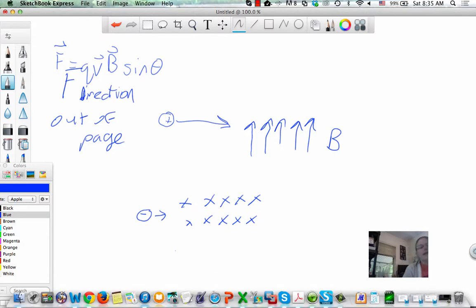Okay, so except I made a mistake. The force is not towards the top of the page because it's a negative charge. So you could use your left hand for negative charges. Some people do that, and I don't go that way. Okay, so since my thumb is pointing towards the top of the page, but it's a negative charge, then the force is towards the bottom of the page.